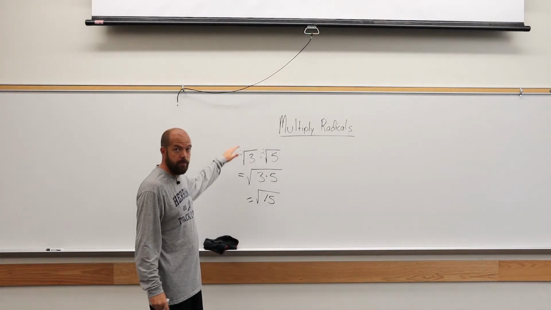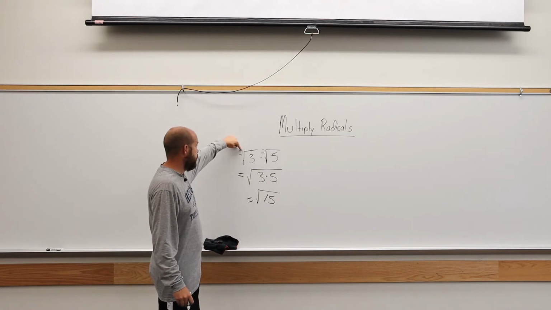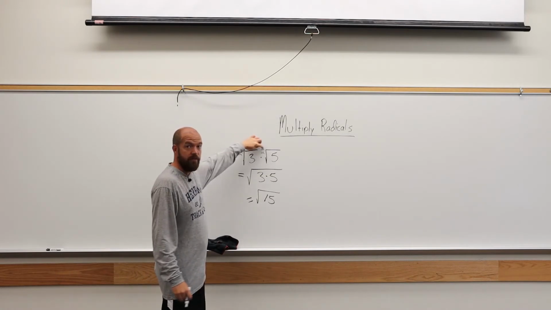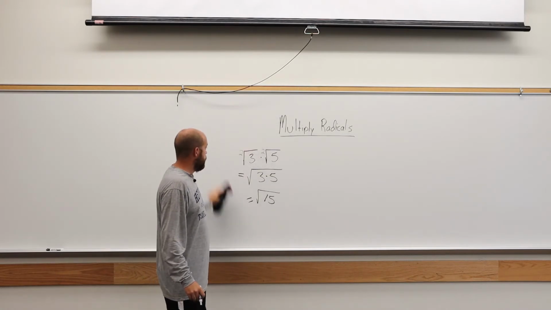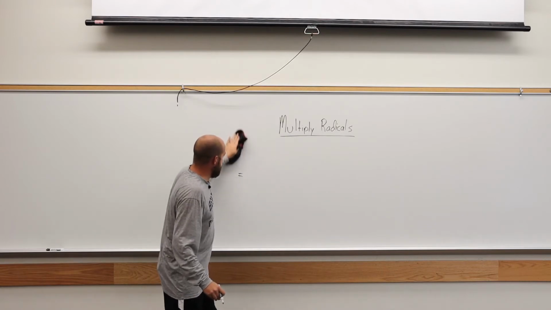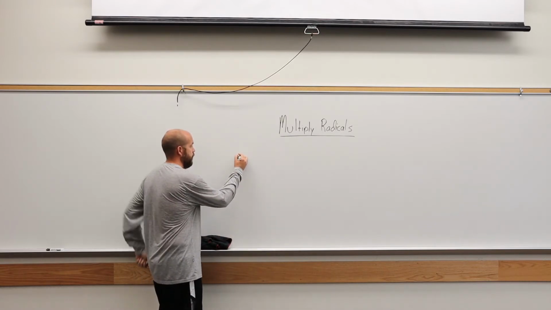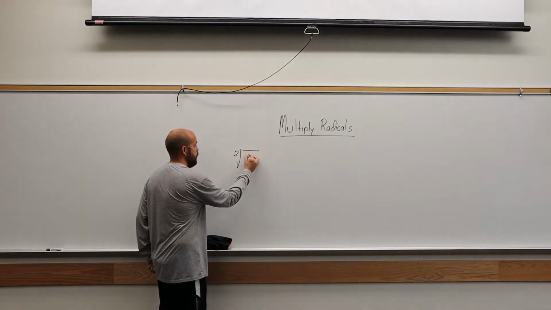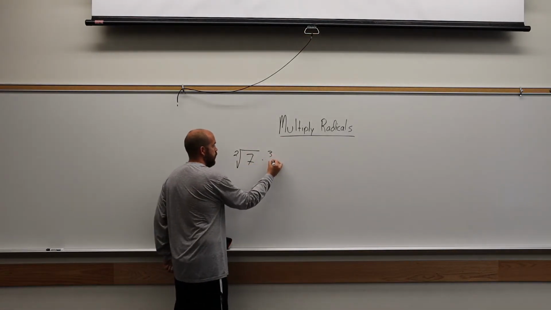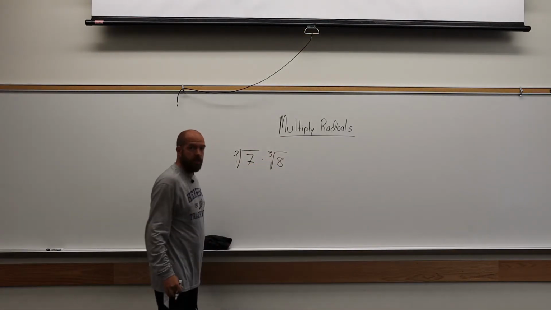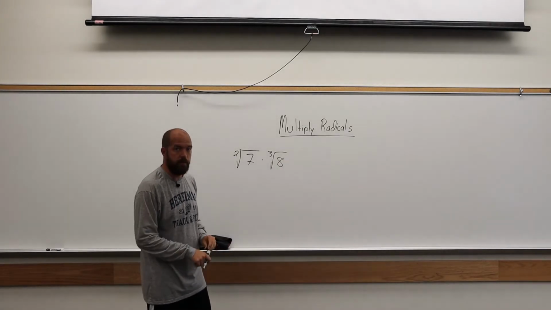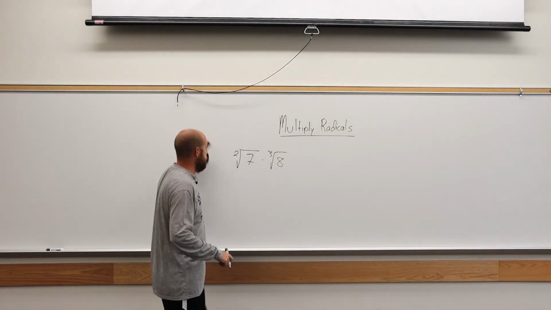Okay, so the big concept that you've got to remember though is the index numbers have to be the same. So if I had the square root of 7 times the cubed root of 8, those cannot multiply together because those indexes are not the same.